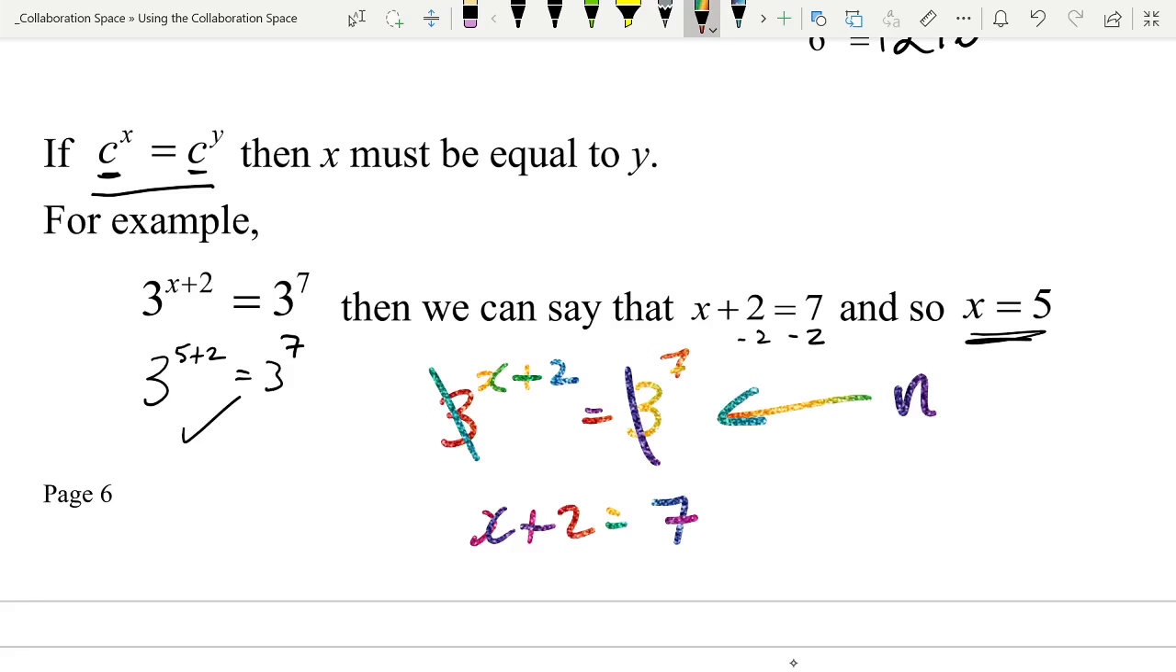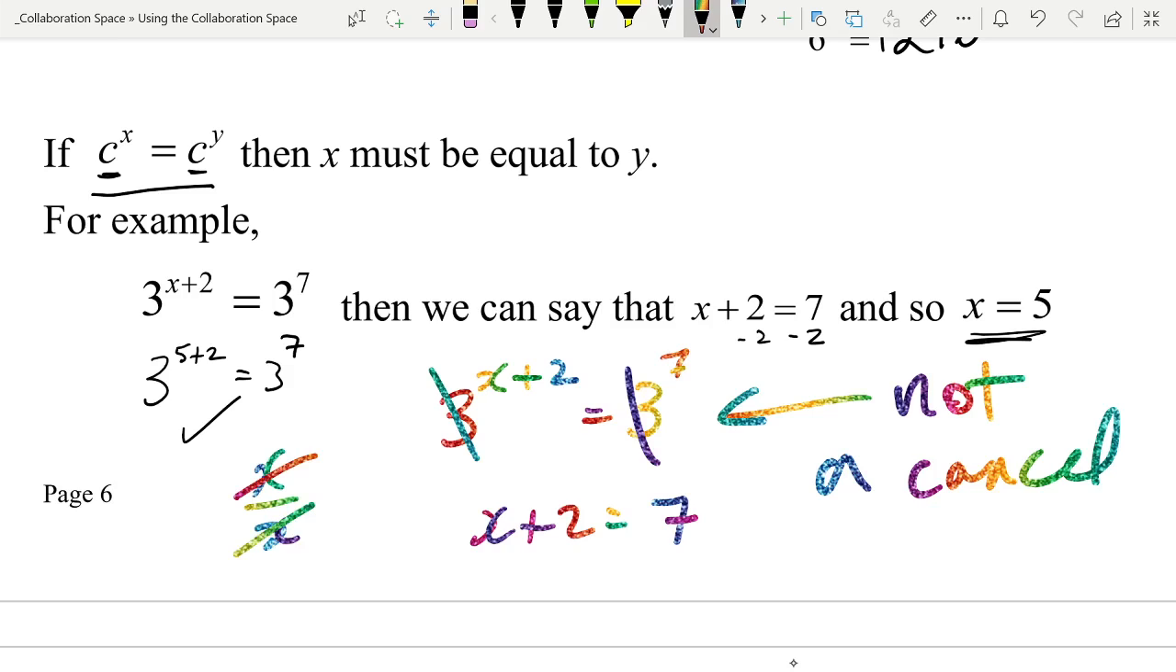No. This is not a cancel. Think about it. Cancel means, for example, you've divided something by itself, like I was canceling those x's earlier because it was x divided by x. You've divided something by itself to leave a 1. That's a cancel. When you, say, have the same number on both sides of an equation, you minus a number from itself. That's a cancel.